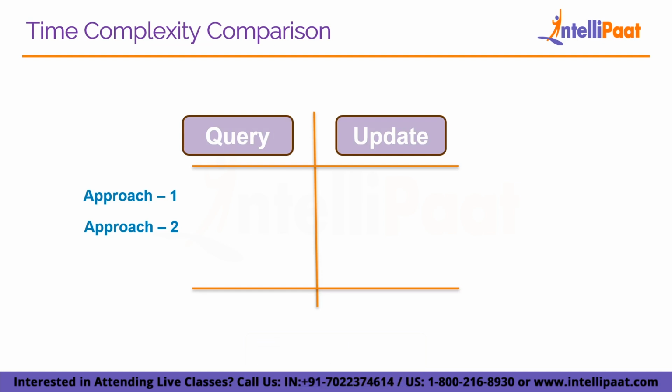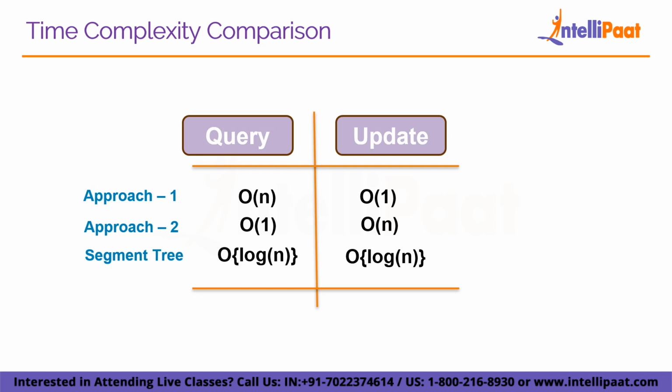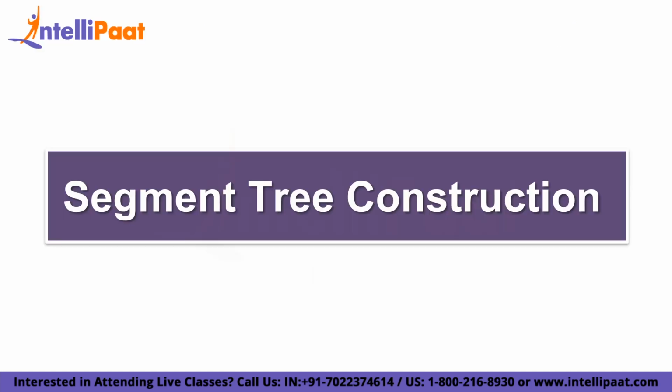Now, in approach 1, the time complexity for query is O(n) and for update it is O(1). Similarly, for approach 2, the time complexity for query is O(1) and for update it is O(n). But for the segment tree, the time complexity for the query is O(log n) and for update it is also O(log n). See guys, log n is much faster than n. Remember this. So if you want to optimize the time complexity for both the operations, then we will use the segment trees. Let us see how to construct a segment tree of a given array.